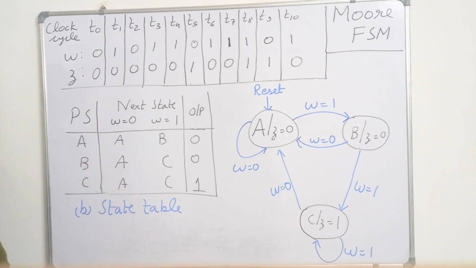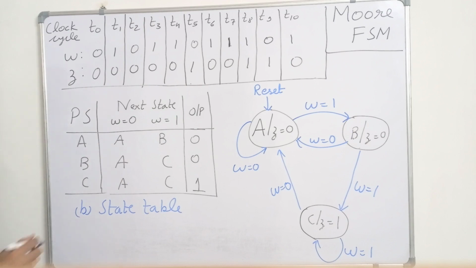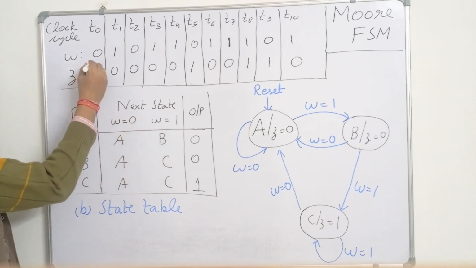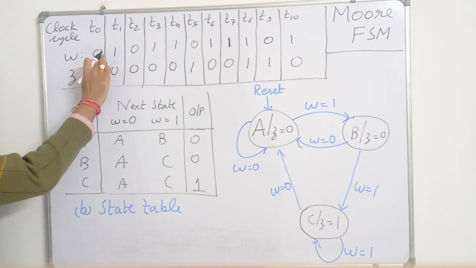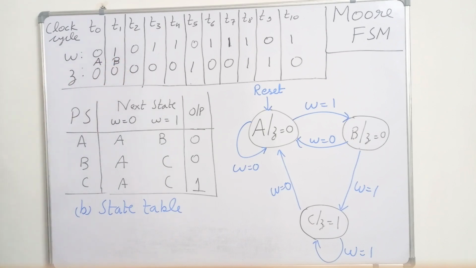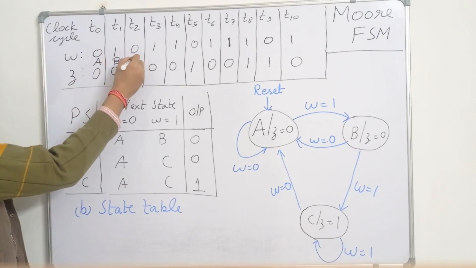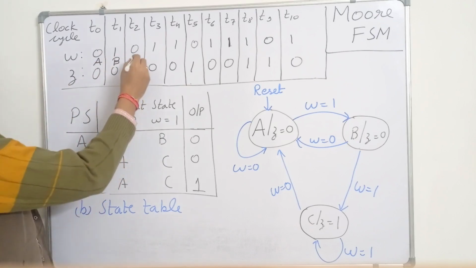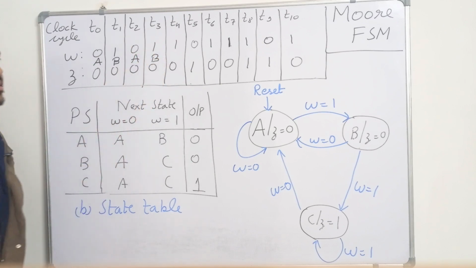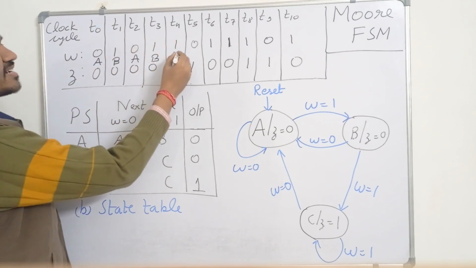So now we will design the state transition table and the state transition diagram. So let this be state A. State A means system input is 0. Now when the system is in state A and input is 1, it will move to state B. When system is in state B, input is 0, it will move to state A. When system is in state A, input is 1, it will move to state B. When system is in state B and input is 1, it will move to state C.